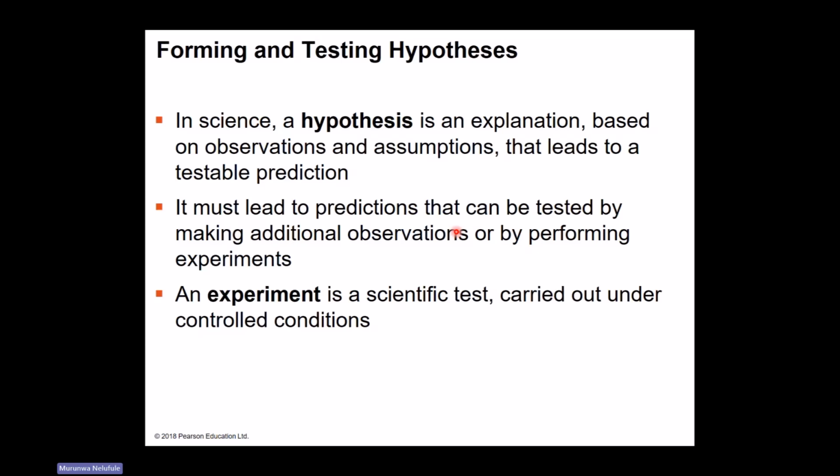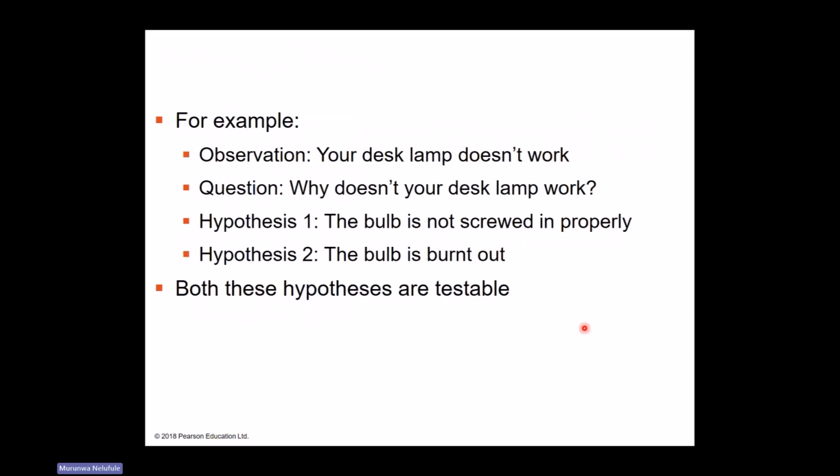No, you just have to have an observation that has to be tested. That leads to a testable prediction. And it must lead to a prediction that can be tested, making additional observations or performing an experiment. What is an experiment? An experiment is a scientific test carried out under controlled conditions. For example, observation. You have this observation: your desk lamp doesn't work properly.